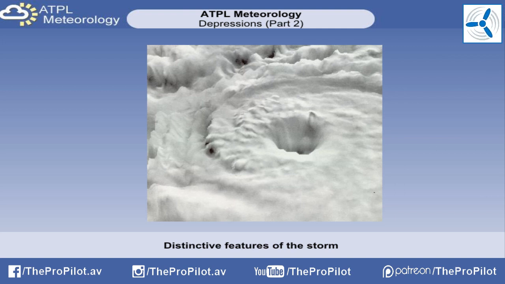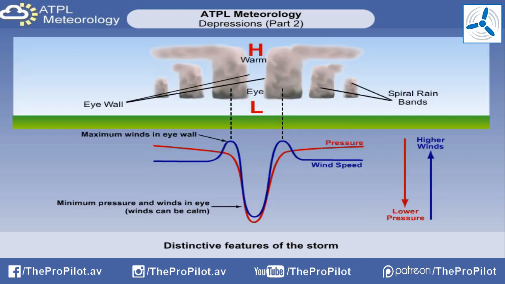The eye, found at the centre of the storm, has a typical diameter of 20 to 50 kilometres and its tightening is a sign that the storm is intensifying. The eye itself may be cloudless with light winds, and it's here that we find the lowest readings of atmospheric pressure.